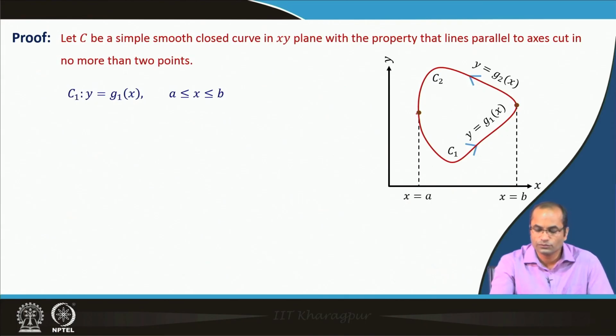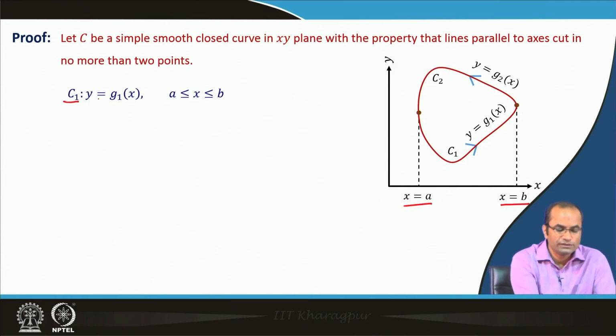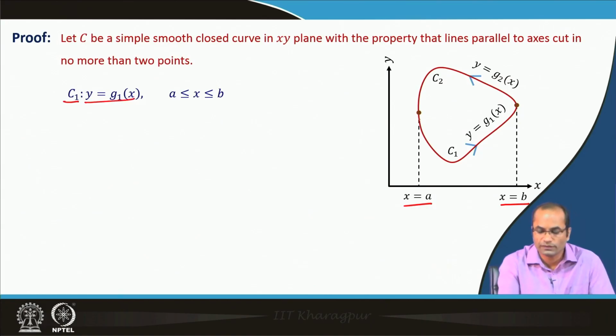So, here these 2 lines. The whole curve lies between these 2 lines, x is equal to a and x is equal to b. What we are doing now, we assume the C1, which is y is equal to g1 x, that is the curve here. This curve from x is equal to a to x is equal to b is denoted by y is equal to g1 x, and the C1.